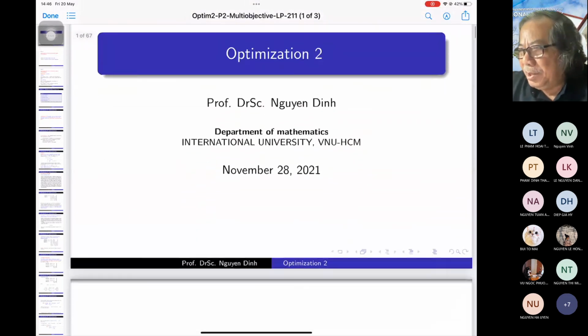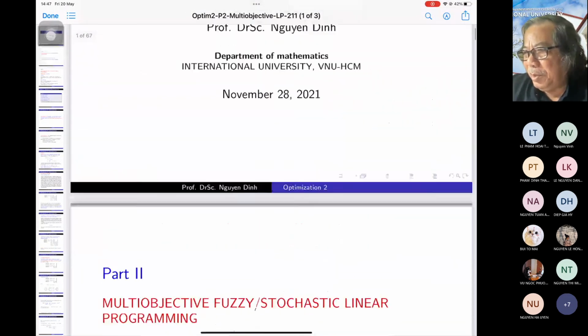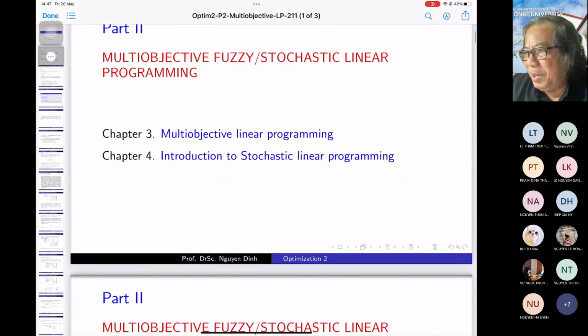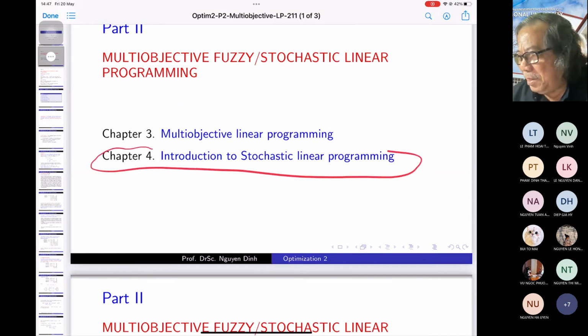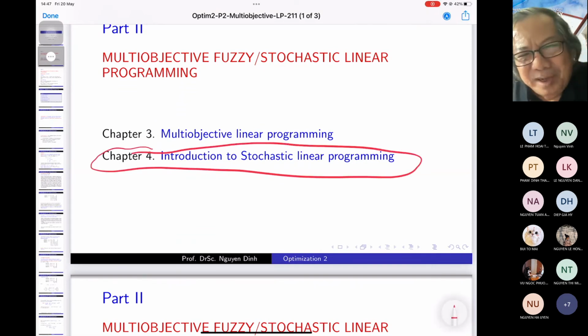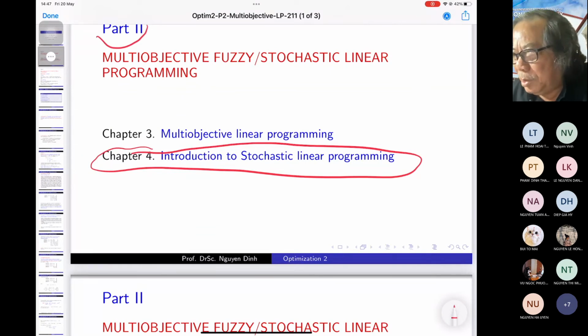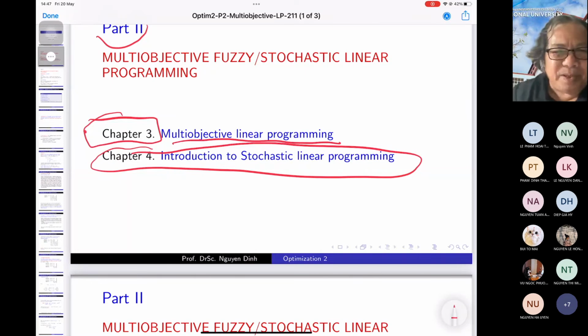Okay, thank you. So we now start with, actually we say, the part 2. There's something I want to write down here, but maybe not have time to tell you. So mainly in this part we will study chapter 3, multi-objective linear programming. That's the key point.